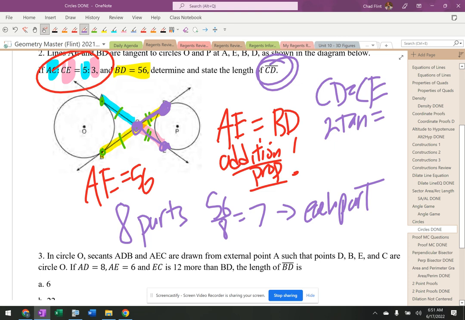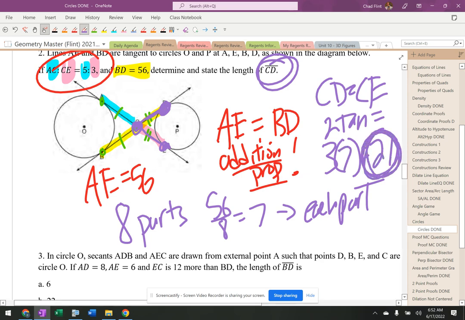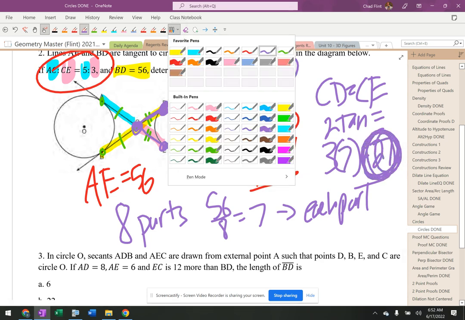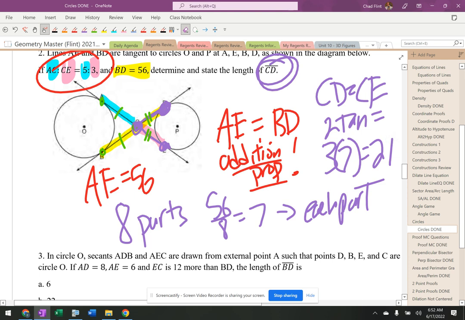Okay, CE is 3 parts. So 3 times 8, 3 times 7. 21. All right, so my final answer is 21. Sorry, I got a little goofy there at the end, trying to stumble over my own words.